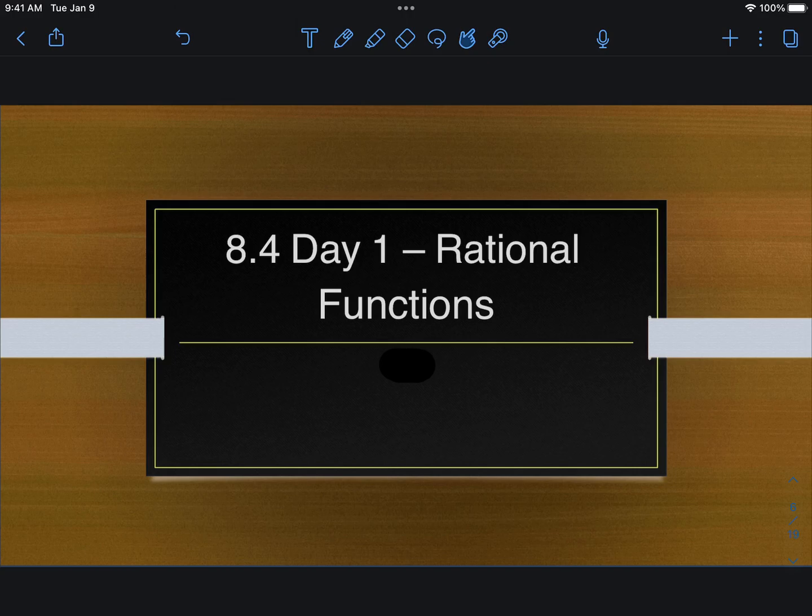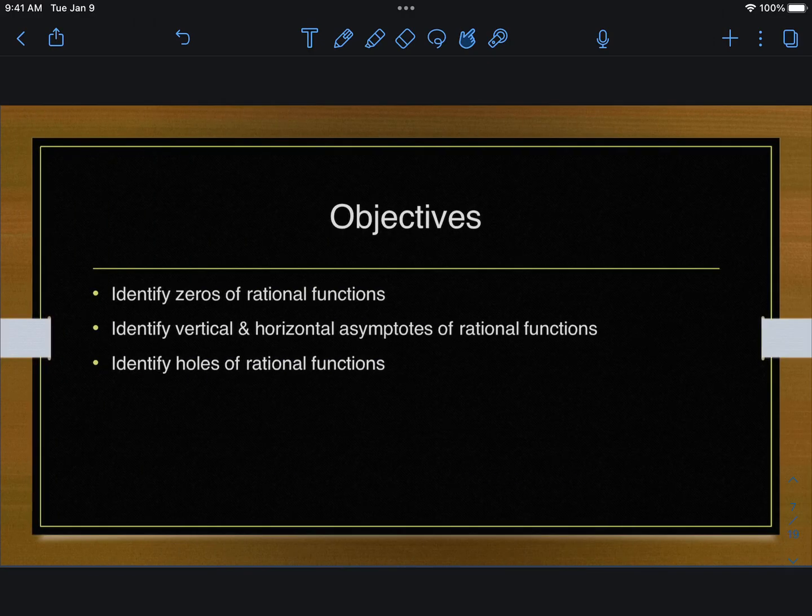Hey guys, this is Mr. Gron and this is 8.4 Rational Functions. In this video we're going to be focusing on the zeros of rational functions.